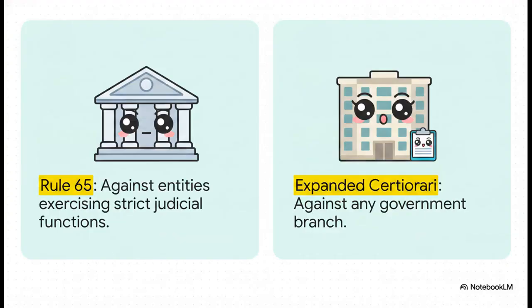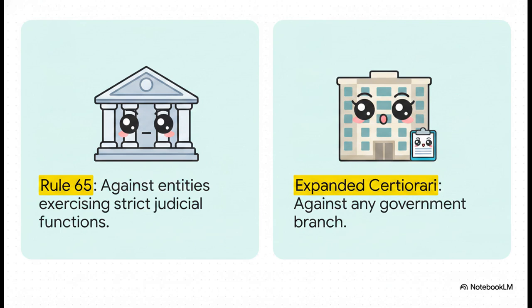Which brings us perfectly to Section 5, Rule 65, an expanded certiorari. This is easily one of the most confusing yet frequently tested distinctions on the bar exam. So a traditional Rule 65 certiorari is filed specifically against entities exercising strictly judicial or quasi-judicial functions. Simple enough, but what if a purely administrative body commits grave abuse of discretion? The professor highlighted this really fascinating case involving Bureau of Customs employees. Basically, they lost their overtime pay because of a purely administrative memo. Since it was administrative, traditional Rule 65 just didn't fit.